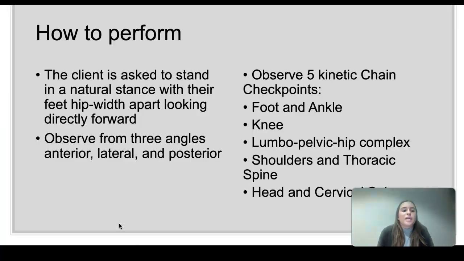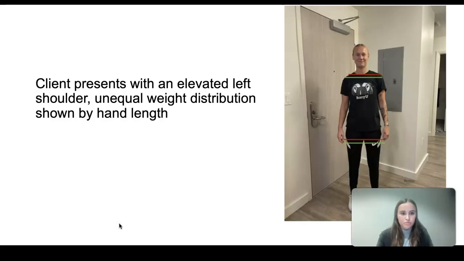In order to perform a static test, ask your client to stand in a natural stance with their feet hip-width apart. While they are in this stance, you will observe from 3 angles, anterior, posterior, and lateral, while also looking at the 5 kinetic chain checkpoints. These are the foot and ankle, knee, lumbo-pelvic-hip complex, shoulder and thoracic spine, and head and cervical spine.